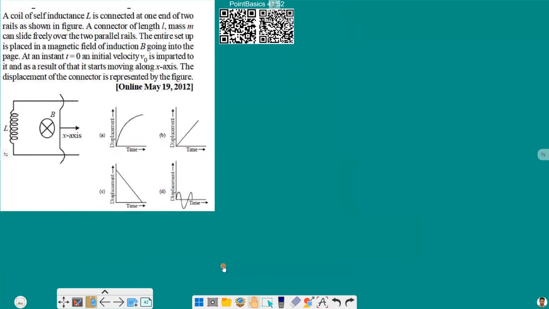Now, when we move it slightly in the x direction, it acquires some velocity, and that velocity is along the x-axis. The length of this conductor is along the y-axis, and the magnetic field is into the page. As all of these are perpendicular, there will be an induced EMF, and due to the induced EMF there will be a current flowing in this circuit.